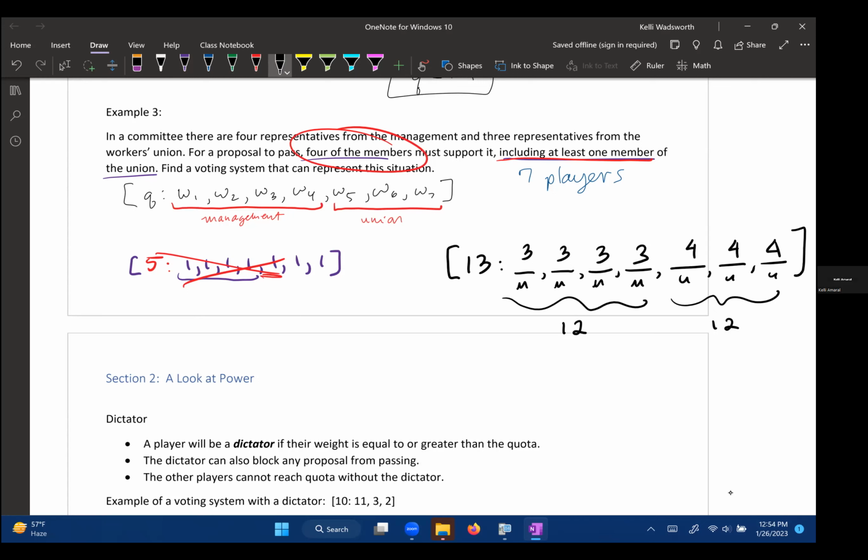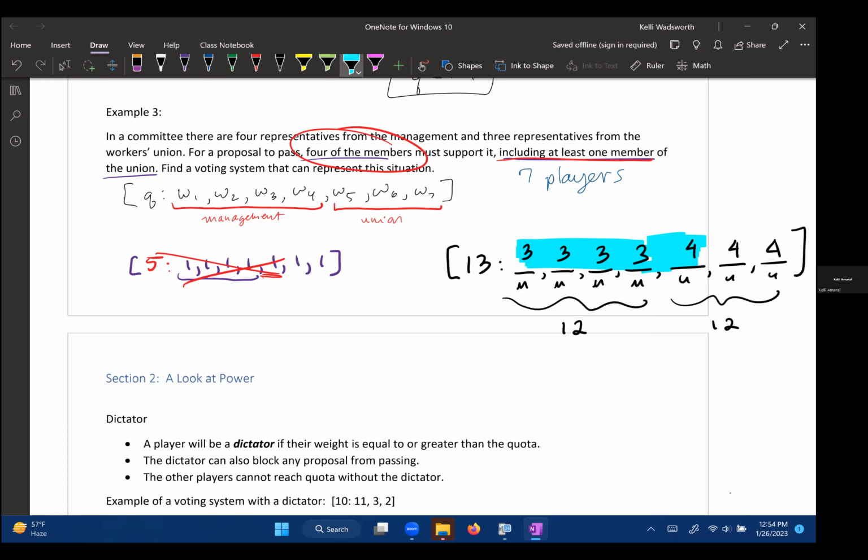First of all, we have to do that because you can't have the quota be less than 50% anyway, right? But let's see, does this quota work? Can 4 people alone pass it? And is it necessary that one of them has to be a union member? Let's take a look. Notice how if all of the management say yes, that's only 12 votes. So they can't meet quota with just them. So if the union member votes, then bam, they're above quota, then they can say yes.